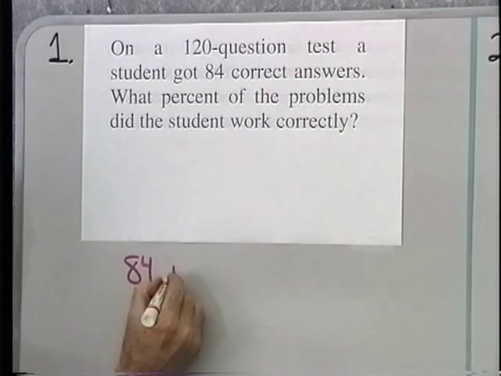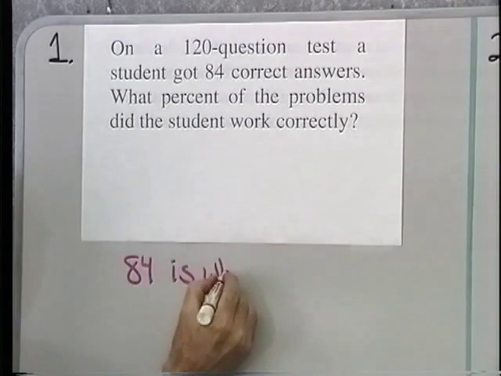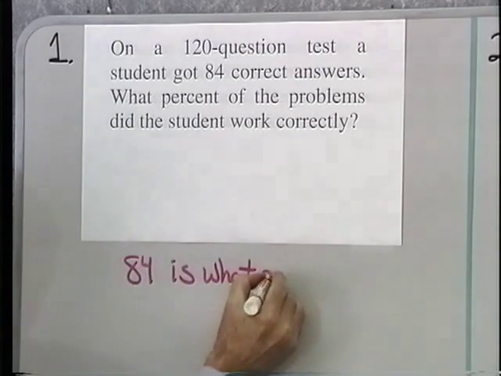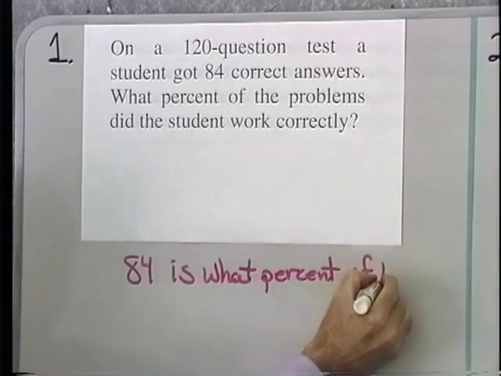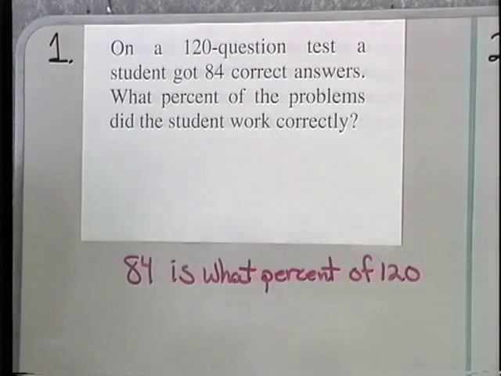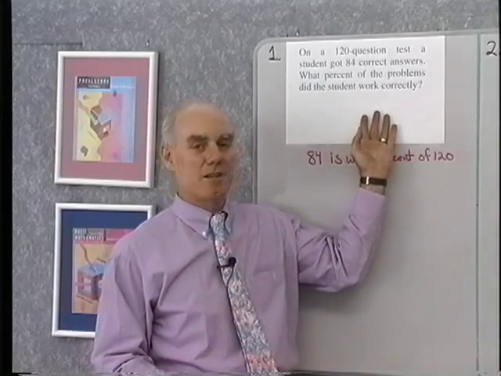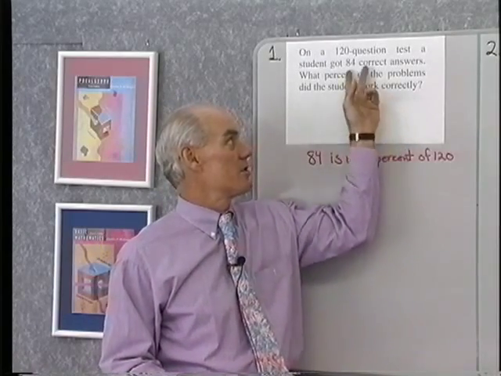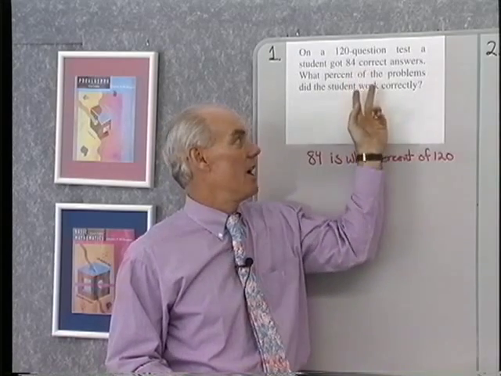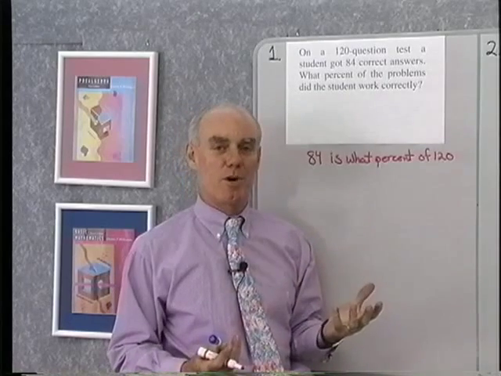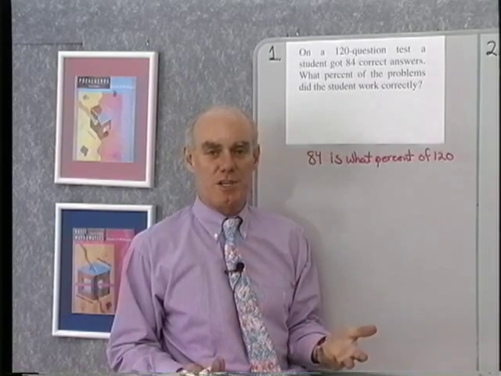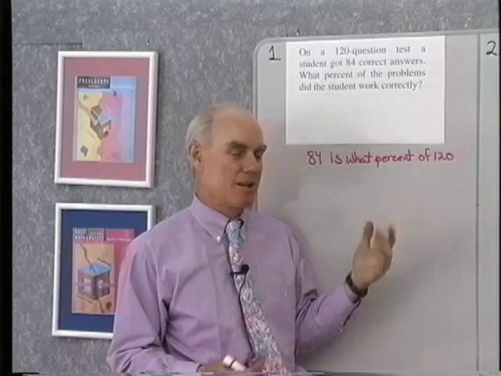84 is what percent of 120. Now, isn't that the same as what this problem is asking for? We have a 120 question test. The student gets 84 correct answers, and we want to know what percent of the problems did the student work correctly. So really what we want to know is 84 is what percent of 120. So we have translated this correctly.